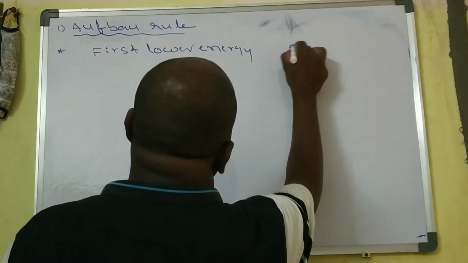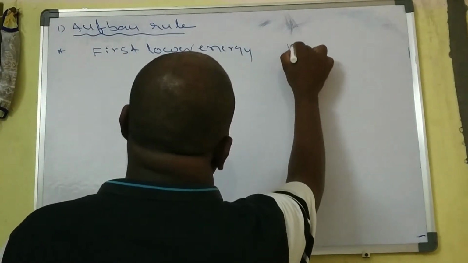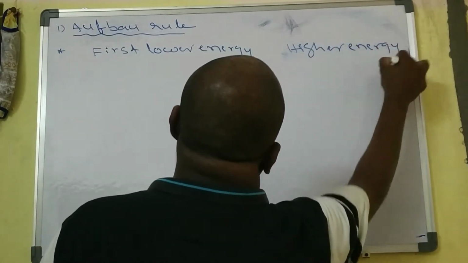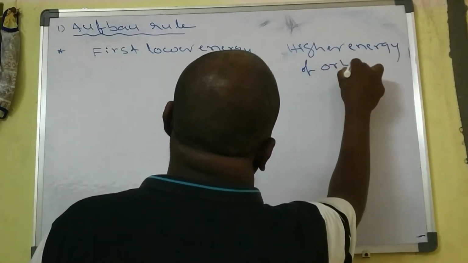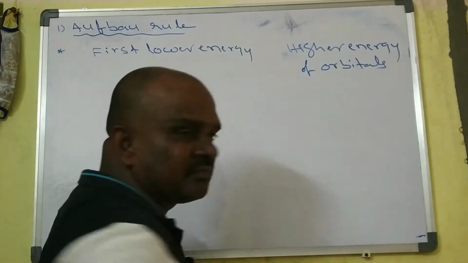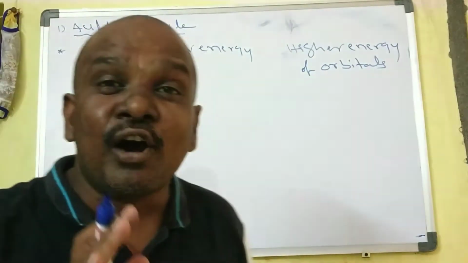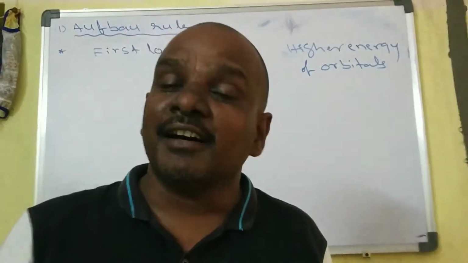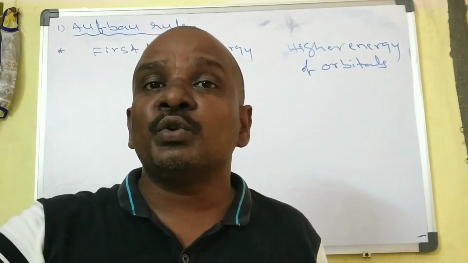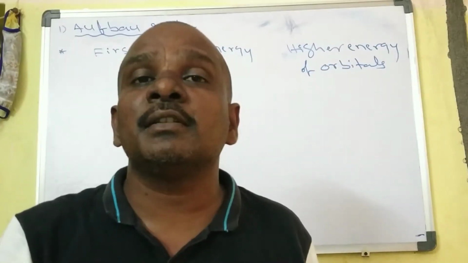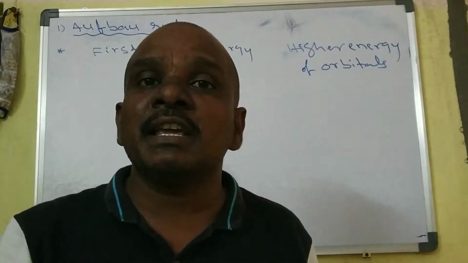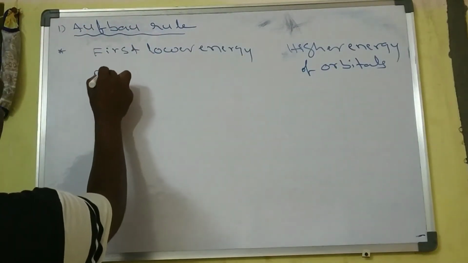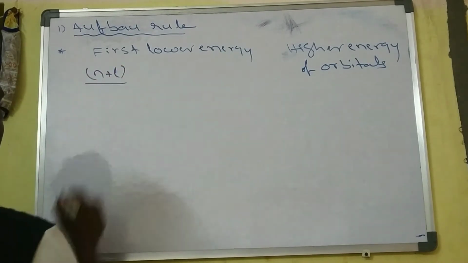First, lower energy orbital. Next, higher energy orbital. Very simple. How to decide the lower energy and higher energy of orbitals? Already we discussed: the lower and higher energy of orbitals are decided by the N plus L rule. So, N plus L rule, you see once again.